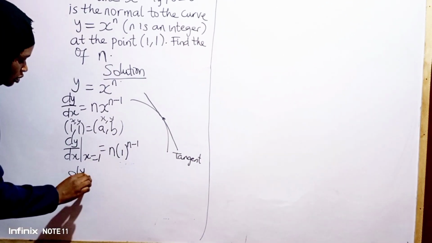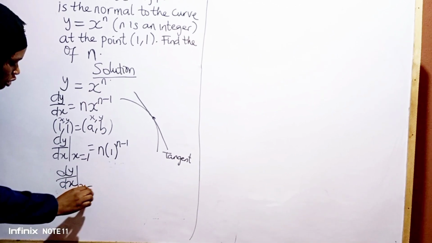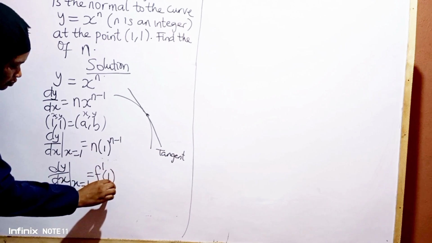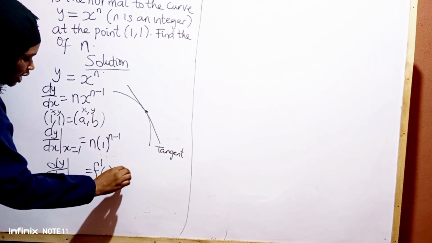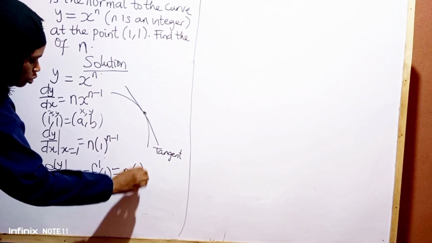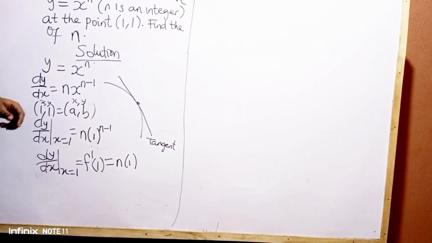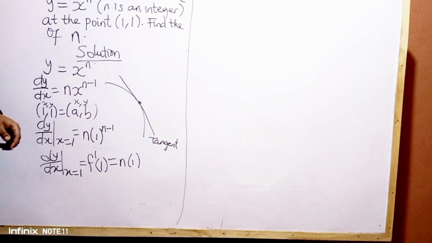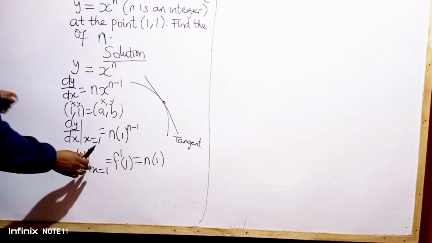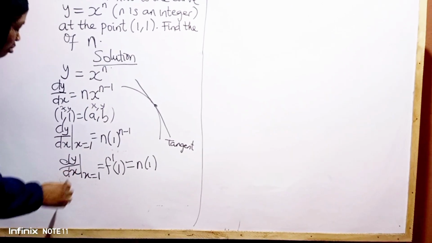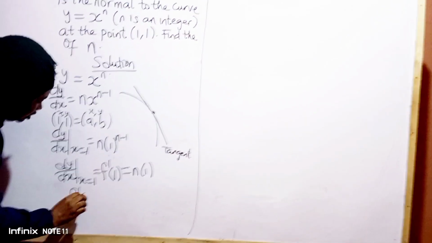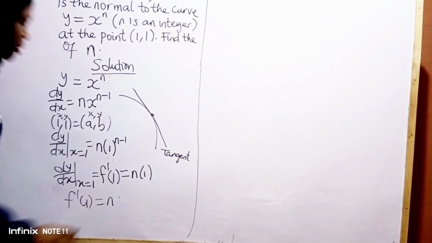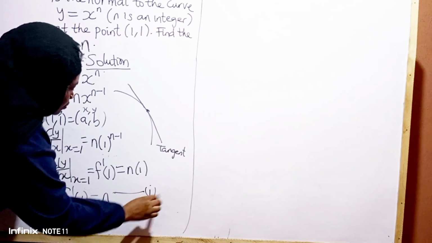So I have my dy/dx at x equals 1, or you can write it as f prime of 1, is equal to n multiplied by 1. Because 1 raised to the power of any number is 1, my f prime of 1 is equal to n. I'll keep this one and call it equation 1.